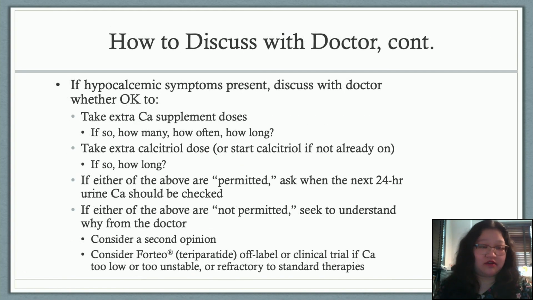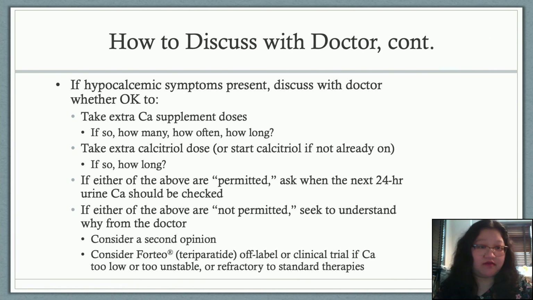And like I said, if you're feeling hypocalcemic, you'll want to ask the doctor, can you take extra supplement doses, extra calcium? If so, how many, how often, and how long? What about the calcitriol? If you're on a given calcitriol dose, should that be increased? Could you take an extra calcitriol dose or not? Calcitriol is very potent. Be careful. It can raise your calcium a lot more than just taking an extra calcium supplement.